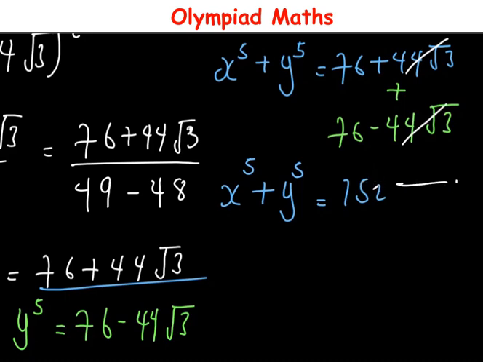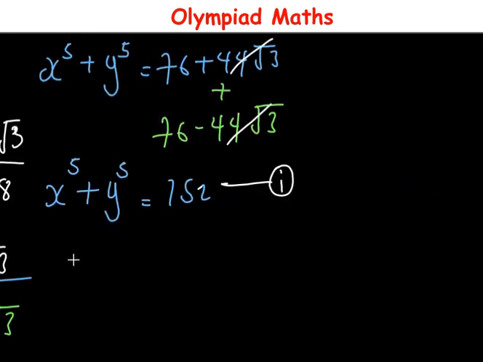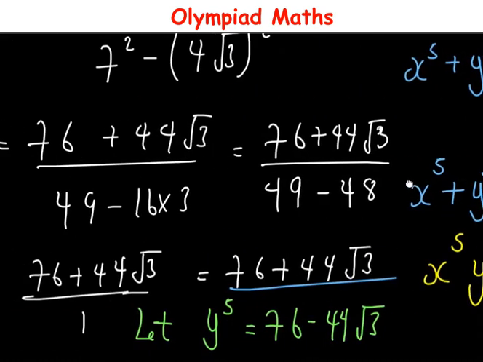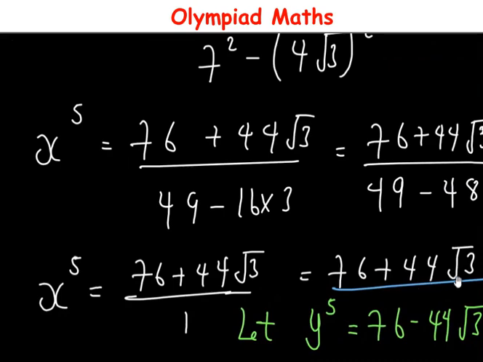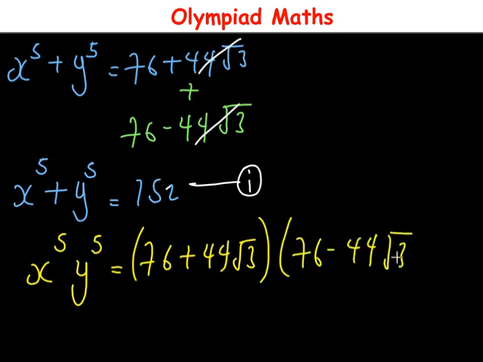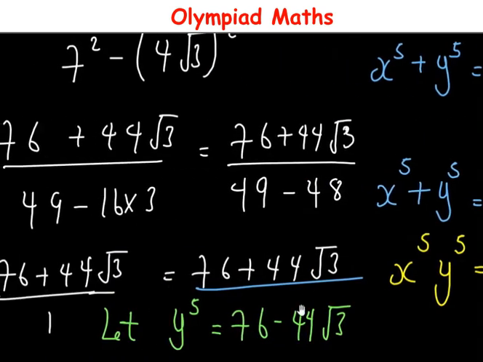We call this equation 1. Also, let us multiply x raised to power 5 times y raised to power 5. So x to the power of 5 is 76 plus 44 root 3. Multiply this also with y to the power of 5, which is simply 76 minus 44 root 3.